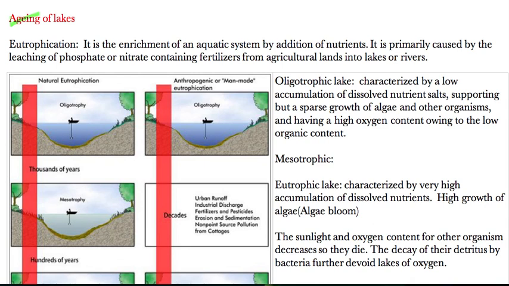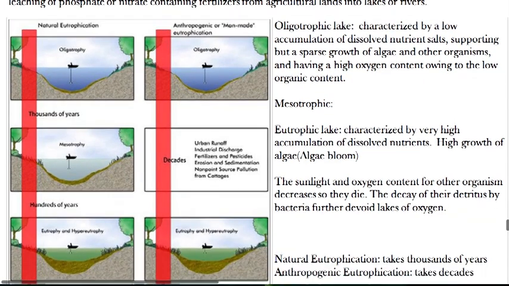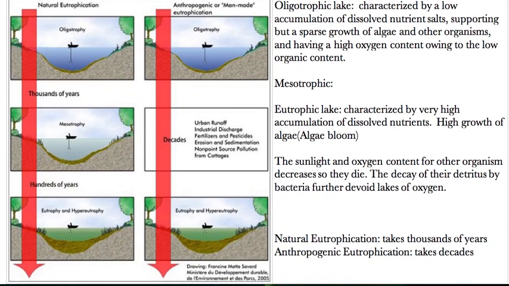So what is eutrophication? First we'll note that. Eutrophication is the enrichment of an aquatic system by the addition of nutrients. It is primarily caused by leaching of phosphate and nitrate containing fertilizers from agricultural land into the lake or rivers. Here, try to concentrate on this figure. So what is basically eutrophication?